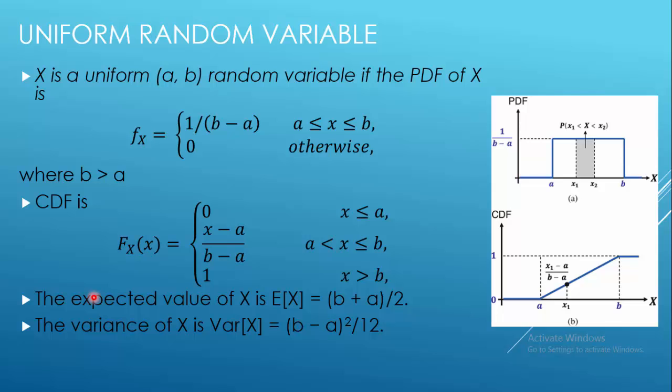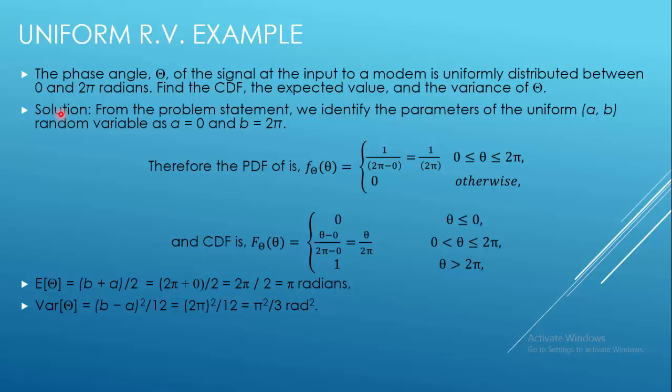Bismillahirrahmanirrahim. Now in this video we start with an example of a uniform random variable. The phase angle theta of the signal at the input to a modem is uniformly distributed between 0 and 2 pi radians. Find the CDF, the expected value, and the variance of theta.